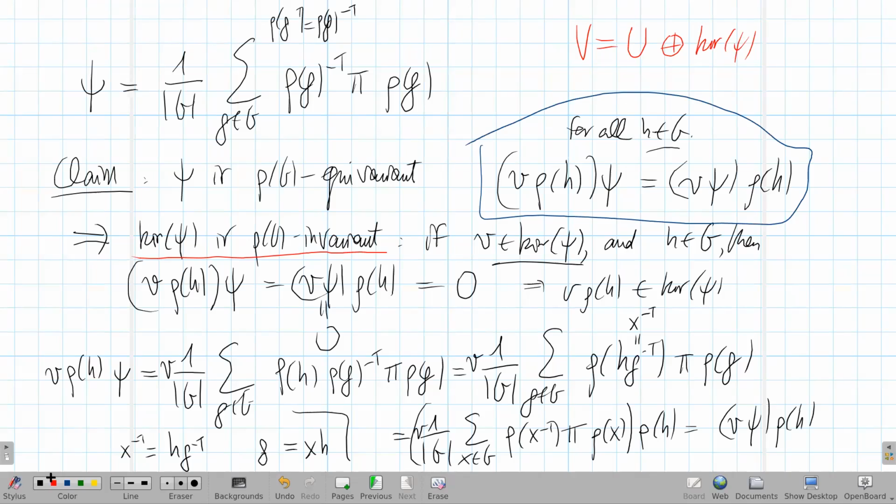And we've seen as a consequence that the kernel is rho g invariant. And this is the trick. H comes in here, the inverse puts it on the other side. It enters on the left here, but the inverse puts it on the right, so it exits on the other side. This is a very nice trick, this averaging trick. Good, but since Maschke is important, let's see the second proof.